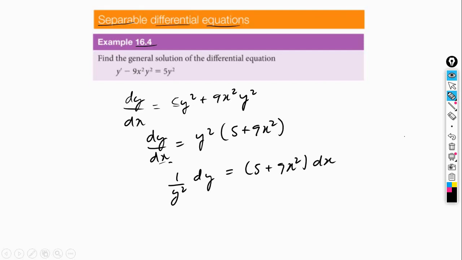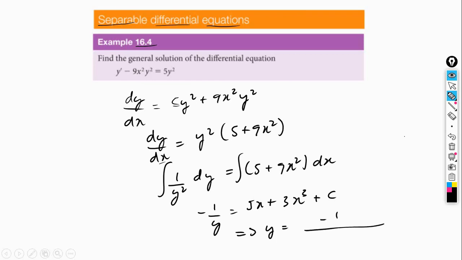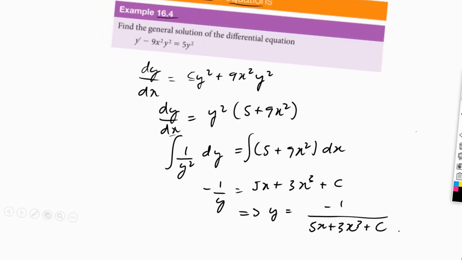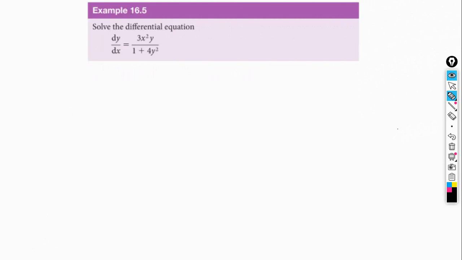Then we integrate both sides, to the left in terms of y, to the right in terms of x, and we're going to get -1 over y is equal to 5x plus 3x cubed plus a constant c. And then notice that this is the same as saying y is equal to -1 over 5x plus 3x cubed plus the arbitrary constant c. So let's continue with example 16.5.